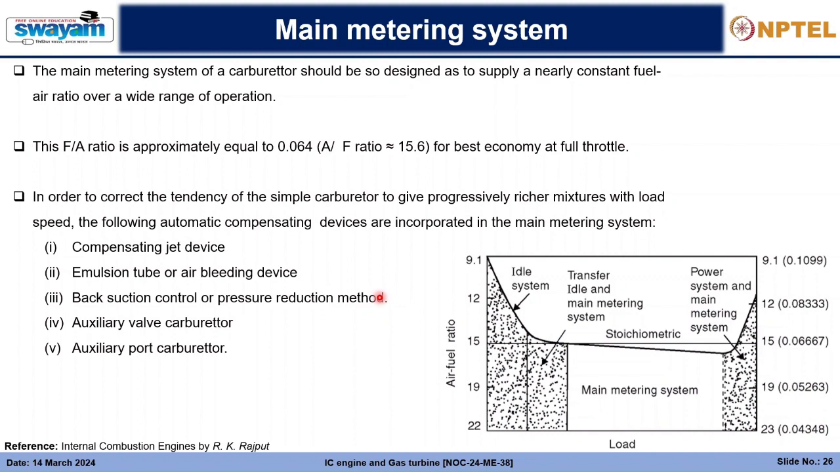In order to correct the tendency of a simple carburetor to give progressively richer mixtures with load and speed, the following automatic compensating devices are incorporated in the main metering system. These devices are augmented to the carburetor, and all of the devices operating together make up the main metering system, and we will see how all of this works one by one.